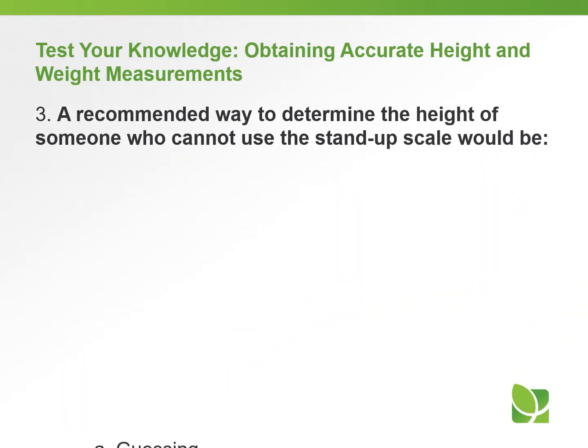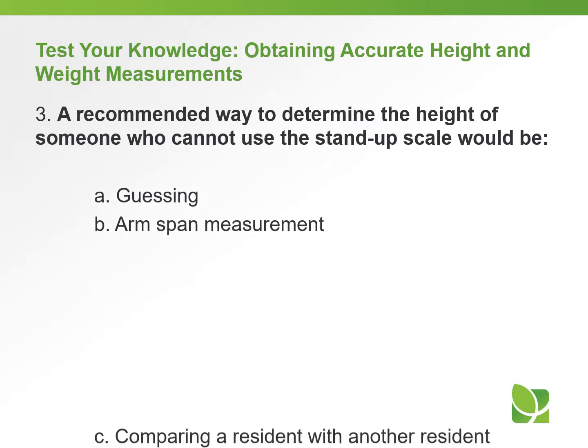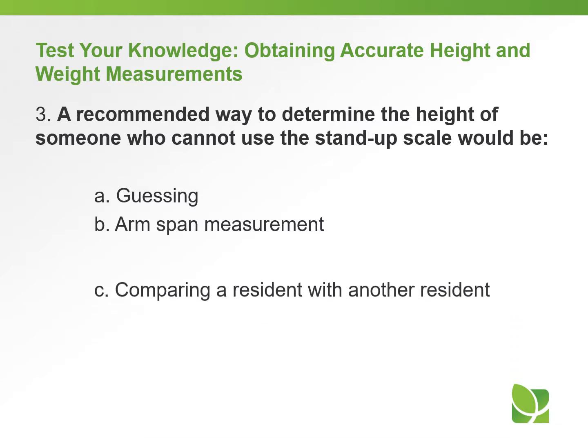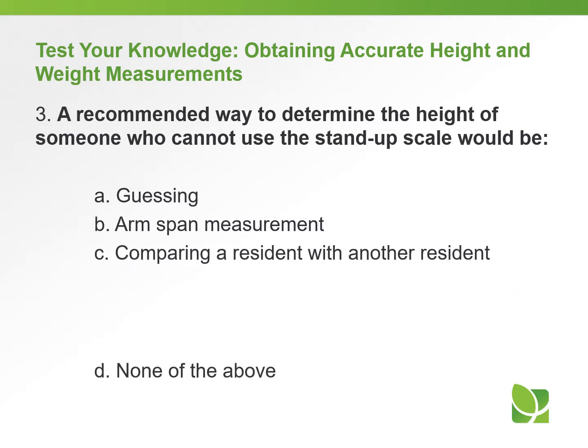Question number 3. A recommended way to determine the height of someone who cannot use the stand-up scale would be A. Guessing, B. Arm span measurement, C. Comparing a resident with another resident, or D. None of the above.